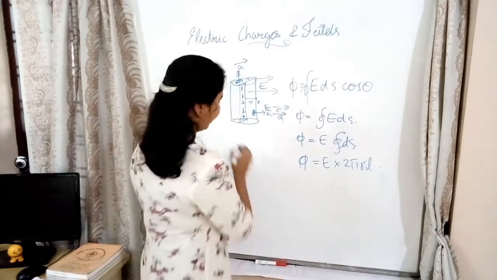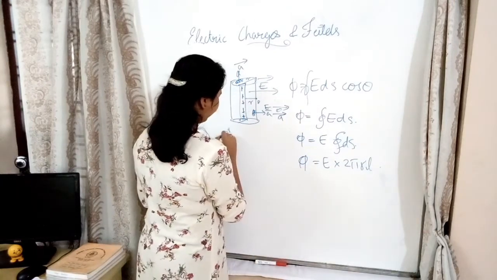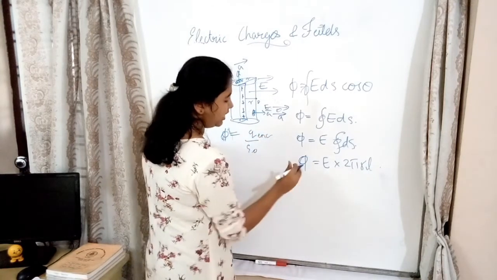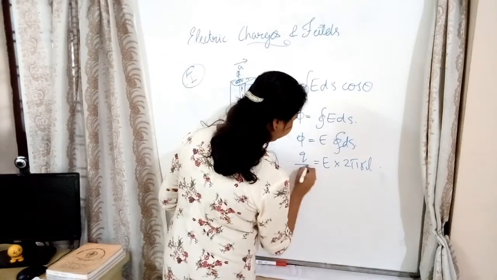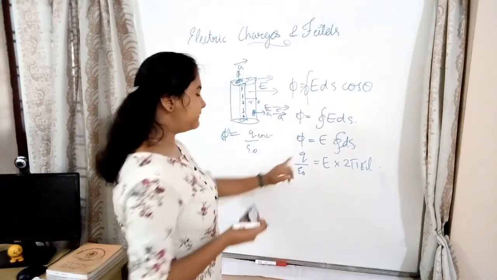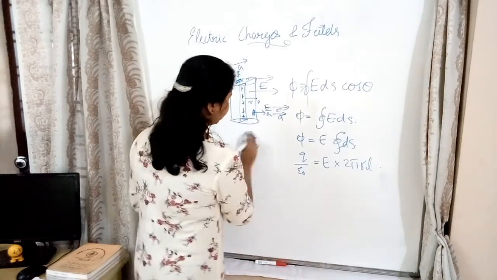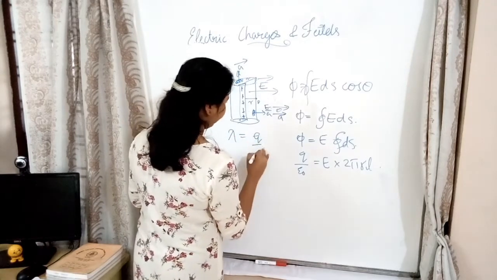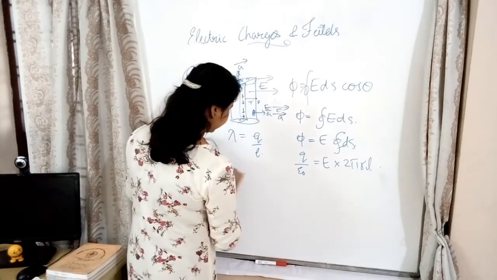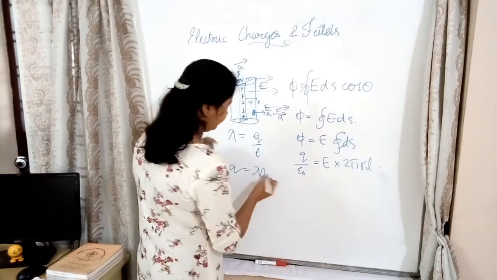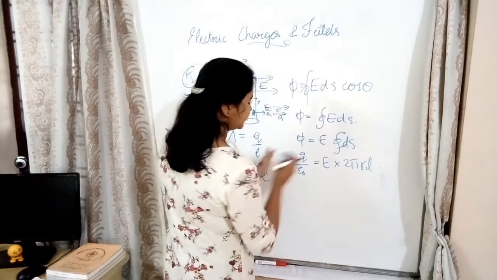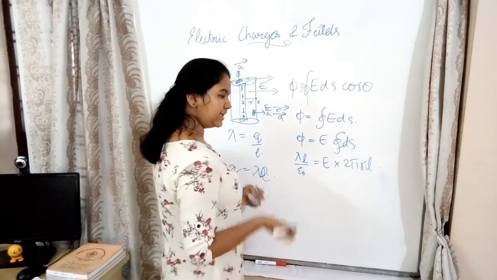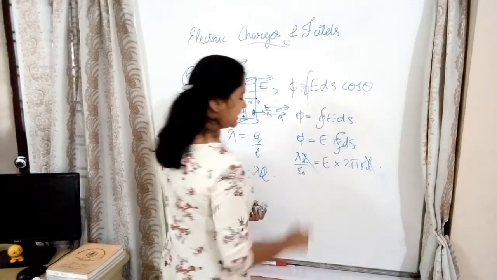And now we know phi is equal to Q enclosed divided by epsilon 0, and we'll represent it over here. Now we have to find the value of Q. We know something called linear charge density, that is lambda is equal to Q divided by L. So we will write Q is equal to lambda L. We will represent it over here. Now is there something that we can cancel out? Yes, this gets cancelled, this gets cancelled.